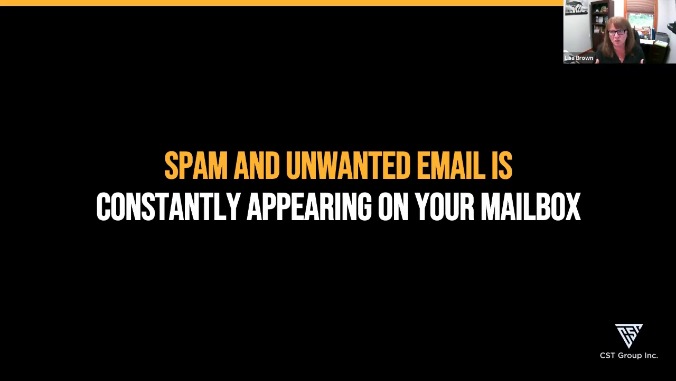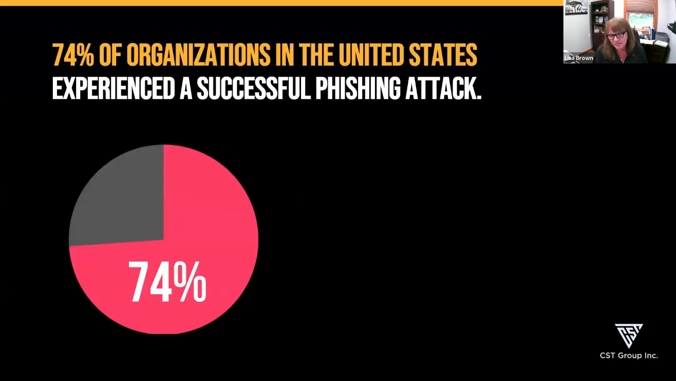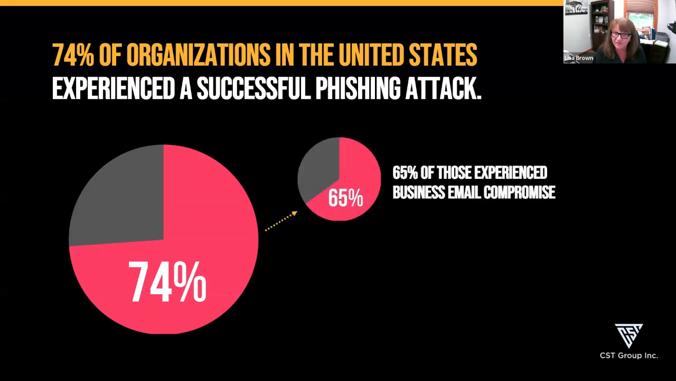we really want to make sure that that is also a warning sign. So if that is happening to you currently, make sure you're talking to us about it. Talk to your IT people about why you're all of a sudden getting a ton of spam and unwanted emails. Okay. 74% of organizations in the US experienced a successful phishing attack. So they are coming after you, right? And that is a huge number. Now, 65% of those experienced business email compromise, which means the phishing attacks came in via your email.